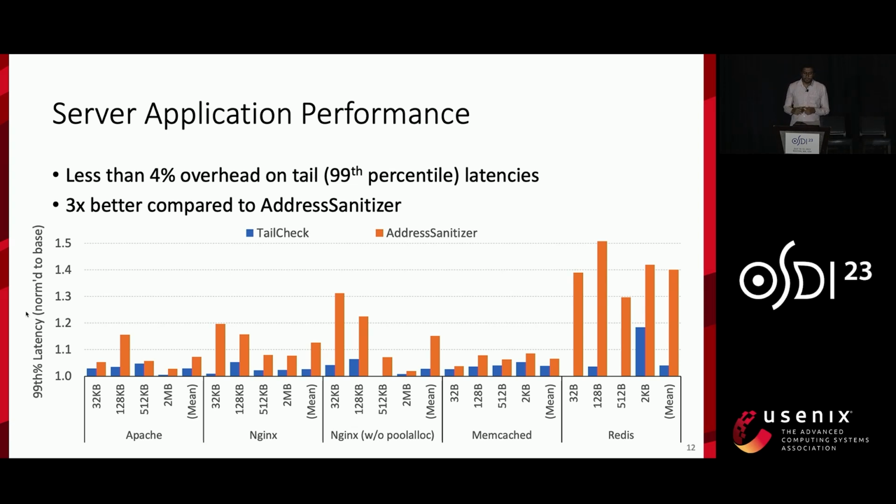We see less than 4% overhead, which means that when we query or when we dump the requests on the server, we measure it for a certain period of time, giving it a constant rate of requests per second. So we measure the 99th percentile tail latency, and for both address sanitizer and for our own TailCheck, we see that our performance is 3x better compared to address sanitizer.